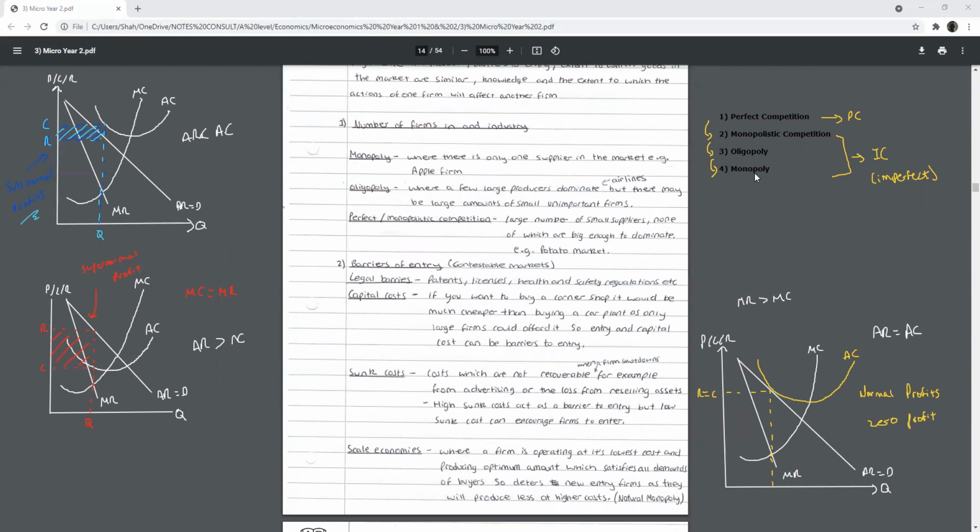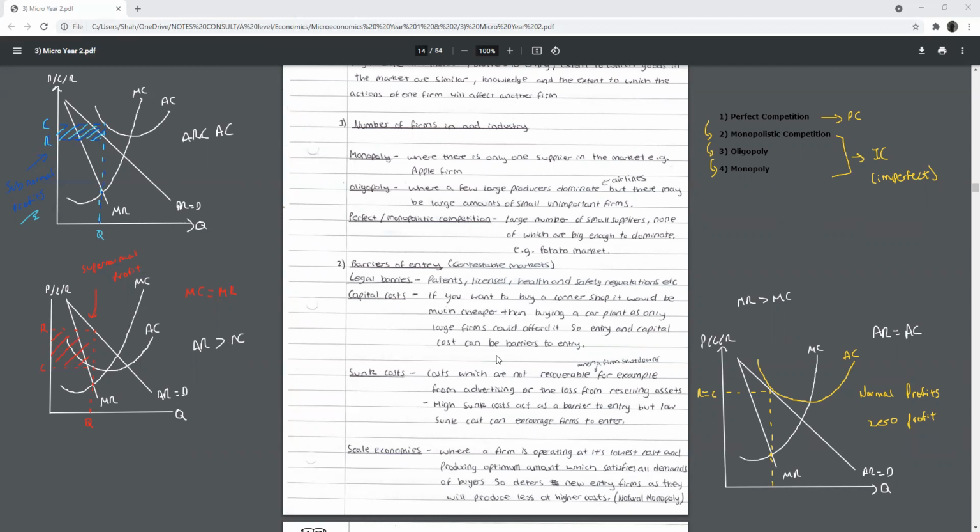And because they're a very, very powerful firm. Whereas if I wanted to compete against a farm or something, they probably don't have a patent on potatoes. So I could easily compete against them. So my barriers to entry in that aspect are lower than if I wanted to compete against a monopoly. Capital cost. If you want to buy a corner shop, it would be much cheaper than buying a car plant, as only large firms could afford it. So capital cost can be a barrier to entry, definitely.